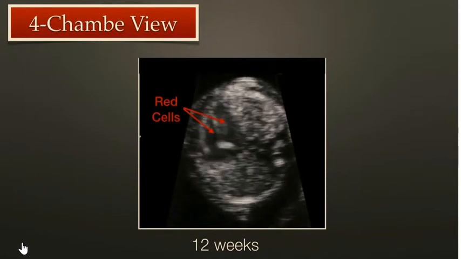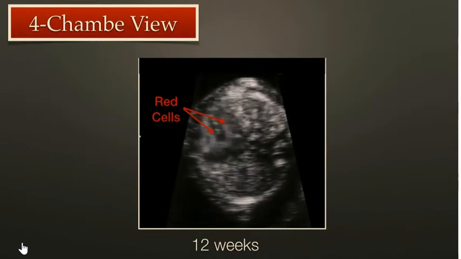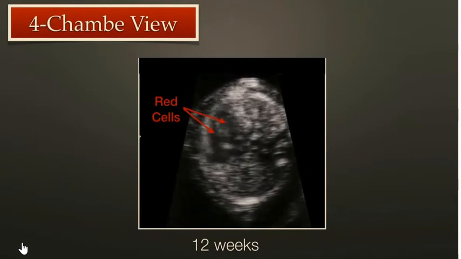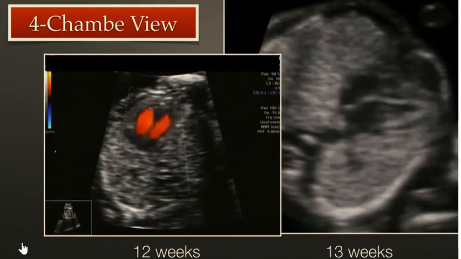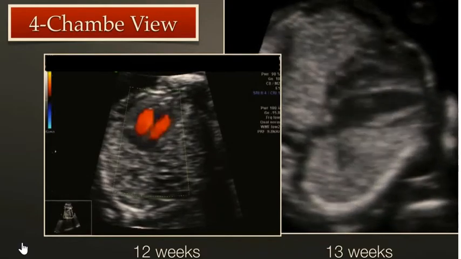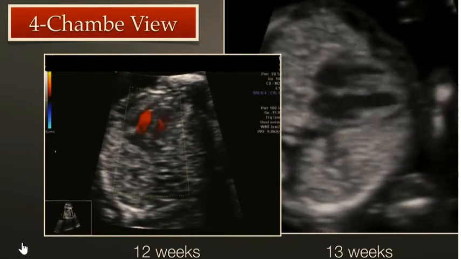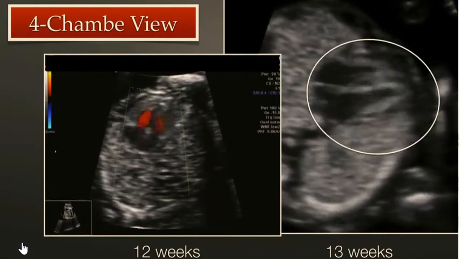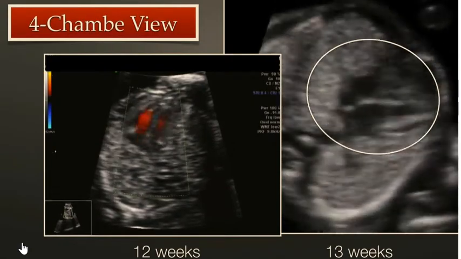This illustrates an endovaginal examination at 12 weeks. Note the movement of the red cells filling the ventricles identified from the 2D image. These are endovaginal examinations at 12 and 13 weeks. Note the color Doppler filling the ventricles at 12 weeks and the details of the 4-chamber view at 13 weeks.